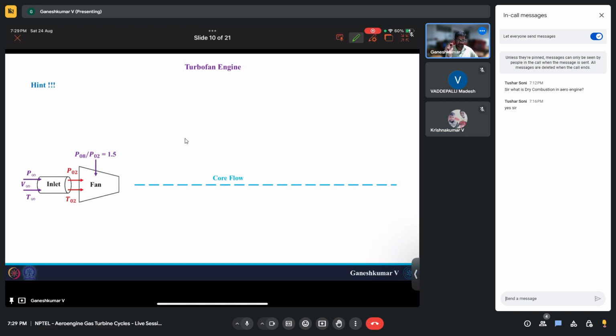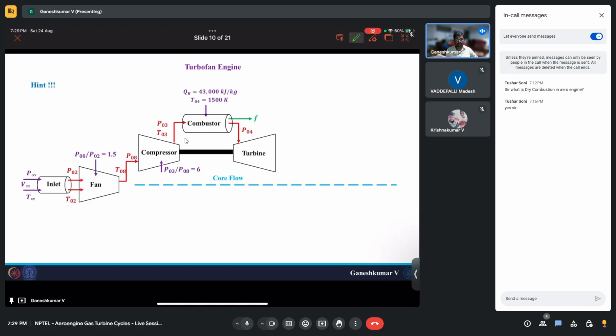Okay, in the core flow what you have is a compressor with a certain compressor pressure ratio, which is 6, and then you have a combustor where you are adding some fuel, from which you can find the fuel air ratio based on energy balance. From the combustor you will have a turbine, and across the turbine there will be a pressure reduction which gives work, which drives the compressor and also the fan. Here it's not very straightforward, but it drives both compressor and fan.